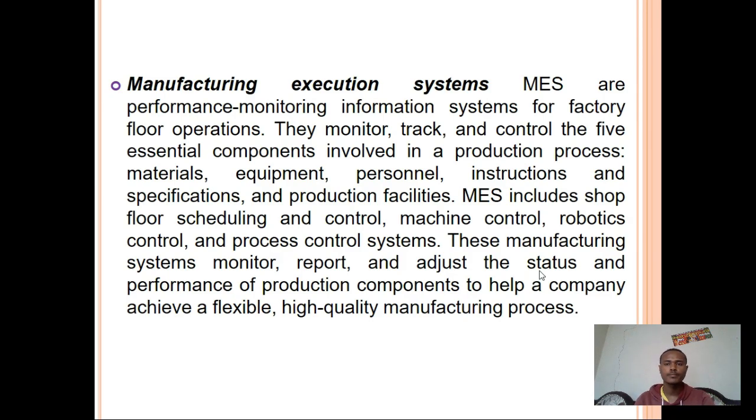Manufacturing execution system. It is a performance monitoring information system for factory floor operations. They monitor, track, and control the five essential components involved in the production process, such as material, equipment, personnel, instructions, and specifications in the production facilities. This manufacturing execution system includes shop floor scheduling and control, machine control, robotics control, and process control systems. This system monitors, reports, and adjusts the status and the performance of production components to help a company achieve a flexible and high quality manufacturing process.